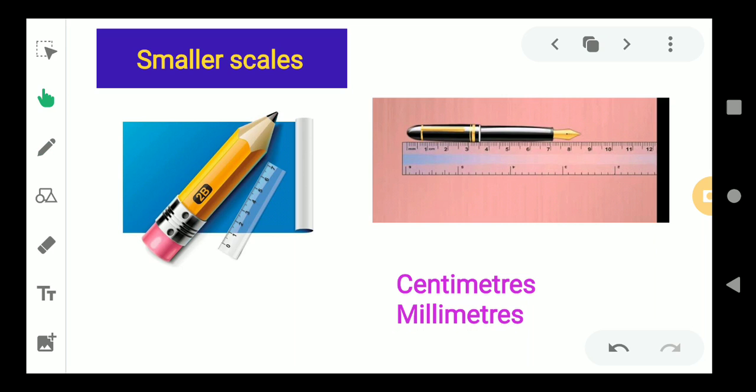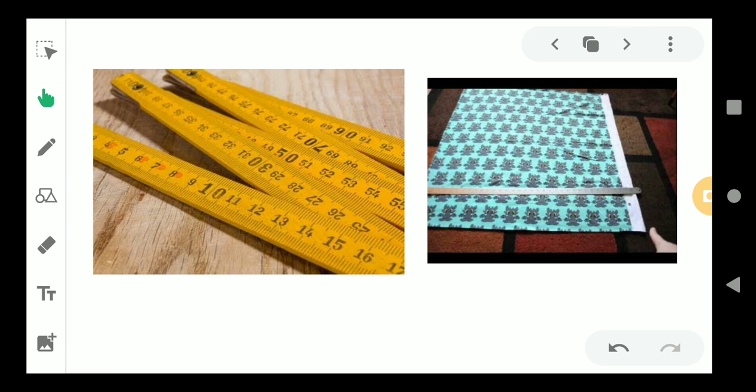See smaller scales. This is your ruler, and these are the normal scales which you people are using. That means in order to measure centimeters, millimeters, and all, we used to use these scales. These are meter rods, mostly used by cloth merchants. In the shops you can see these types of meter rods in order to cut the cloth easily.